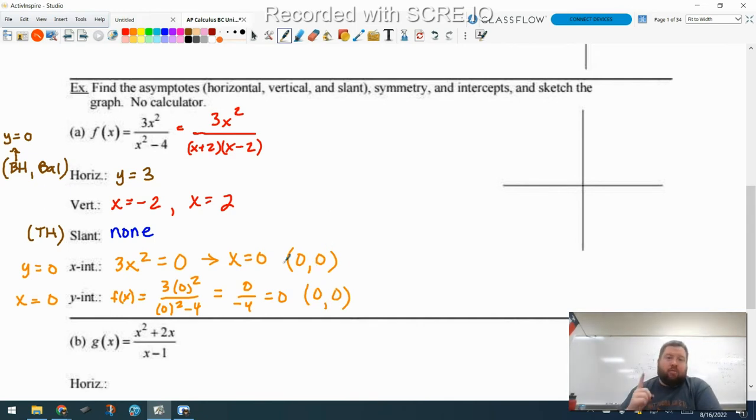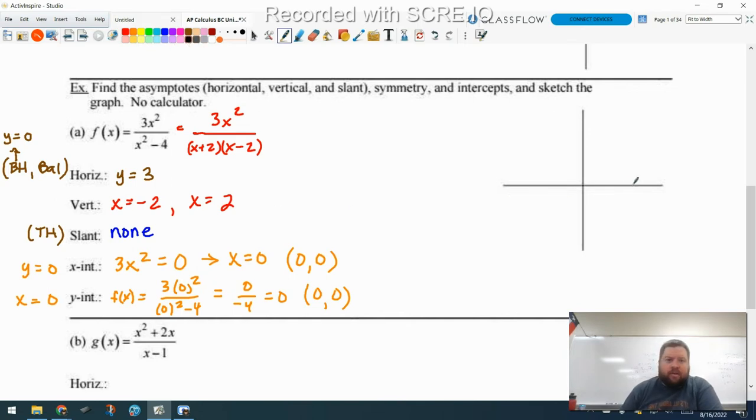Remember, a function can only have one y-intercept. You can have a lot of x-intercepts, but you can only ever have one y-intercept, because if there were two y-intercepts, it would not pass the vertical line test. It wouldn't be a function anymore. So if you see that you get 0, 0 for the x-intercept, just know that's going to be your y-intercept as well. But there's the work to show you how to get that.